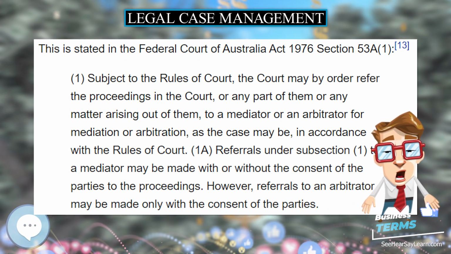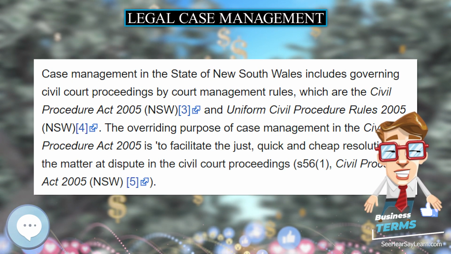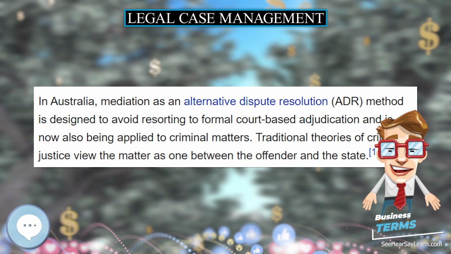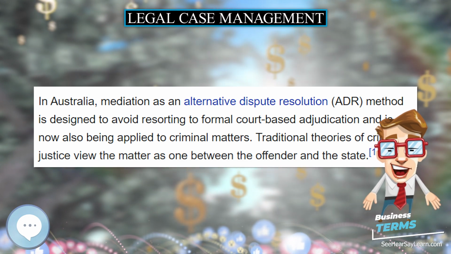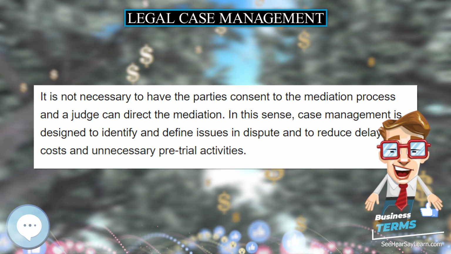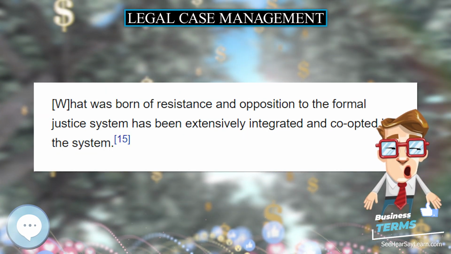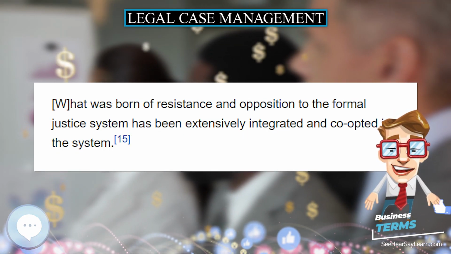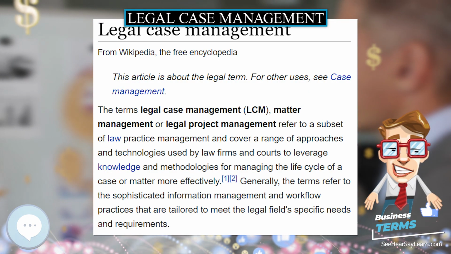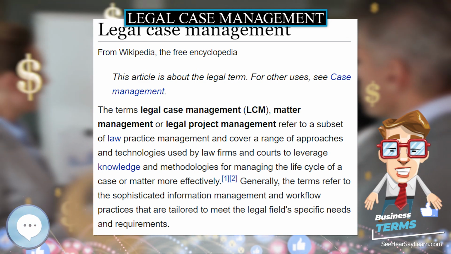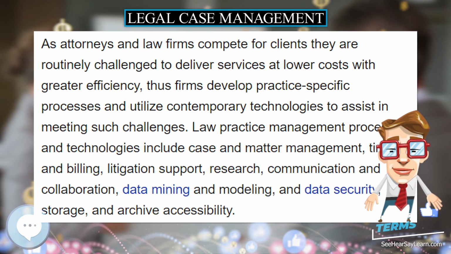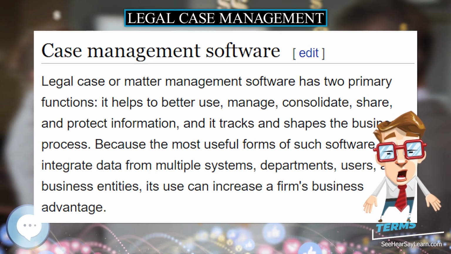Case management in the state of New South Wales includes governing civil court proceedings by court management rules, which are the Civil Procedure Act 2005, NSW, and Uniform Civil Procedure Rules 2005, NSW. The overriding purpose of case management in the Civil Procedure Act 2005 is to facilitate the just, quick and cheap resolution to the matter at dispute in the civil court proceedings, S56(1), Civil Procedure Act 2005, NSW.